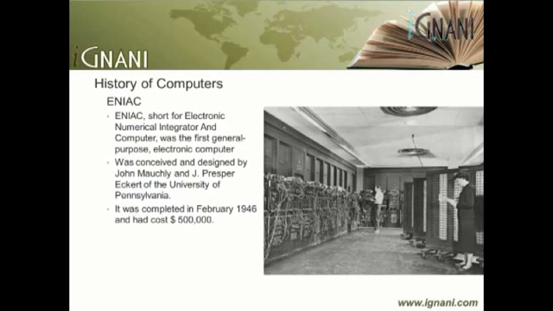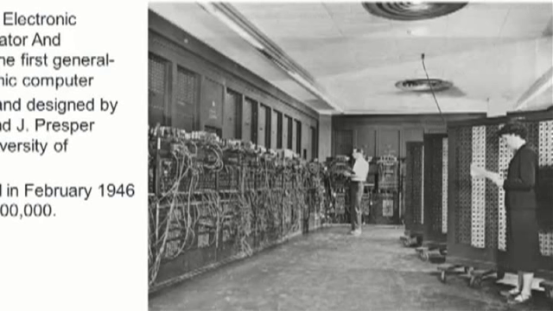The ENIAC contained 17,468 vacuum tubes, along with 70,000 resistors, 10,000 capacitors, 1,500 relays, 6,000 manual switches and 5 million soldered joints. It covered 1,800 square feet, 167 square meters, of floor space, weighed 30 tons, and consumed 160 kilowatts of electrical power. The picture shows ENIAC in action, but the picture does not cover the complete system. Hope you can understand about its size.